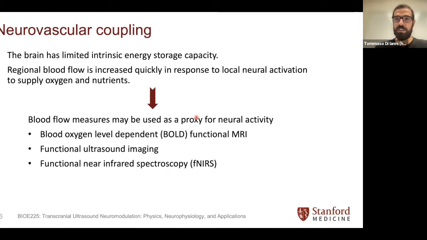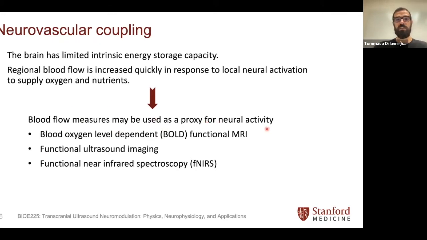So every time there is some local neural activation, there must be a regional blood flow increase to supply oxygen and nutrients to the neural cells that are working more and getting activated. And this is what we define as neurovascular coupling. And so now you understand that we can use blood flow measures that we can detect, in our case, via power Doppler imaging, as a proxy for neural activity.